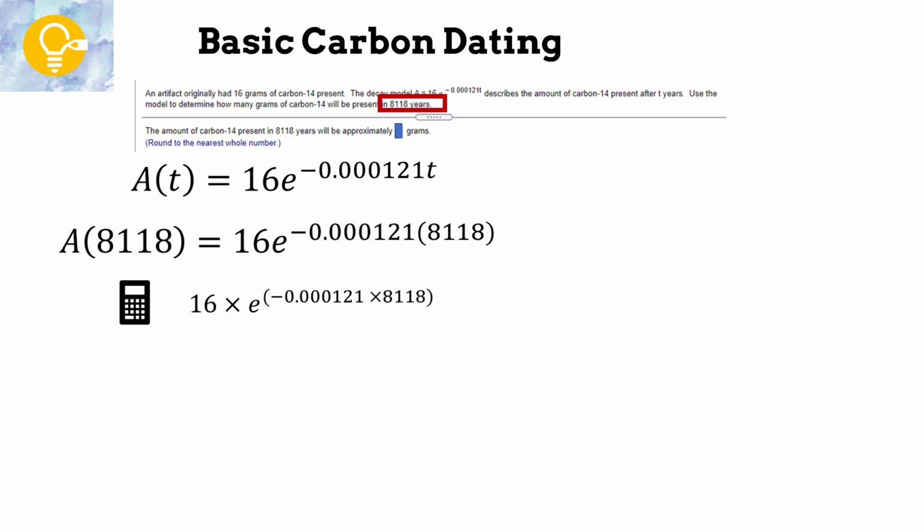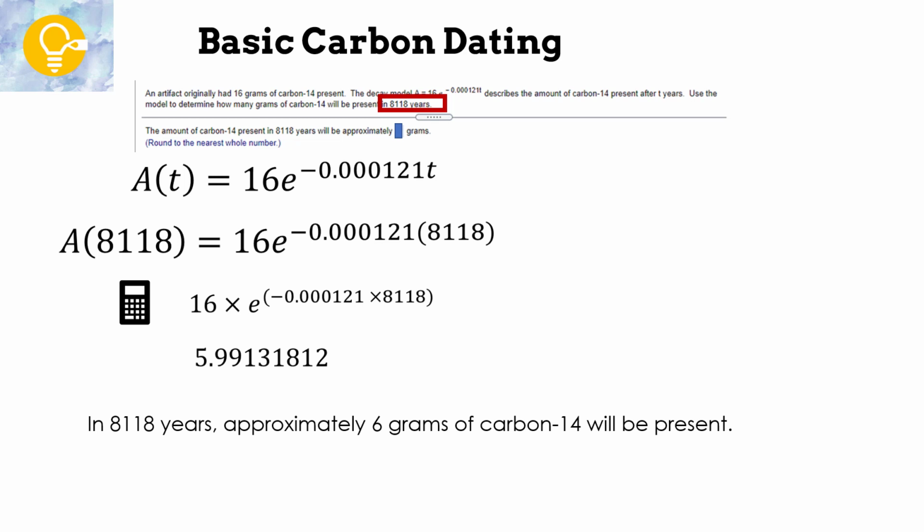We'll take 16 times e to the, now this is to an exponent, negative 0.000121 times 8,118. This should give you 5.99131812. Now if we look at the question, it asks us to round to the nearest whole number. So this is approximately 6. In 8,118 years, approximately 6 grams of carbon-14 will be present.